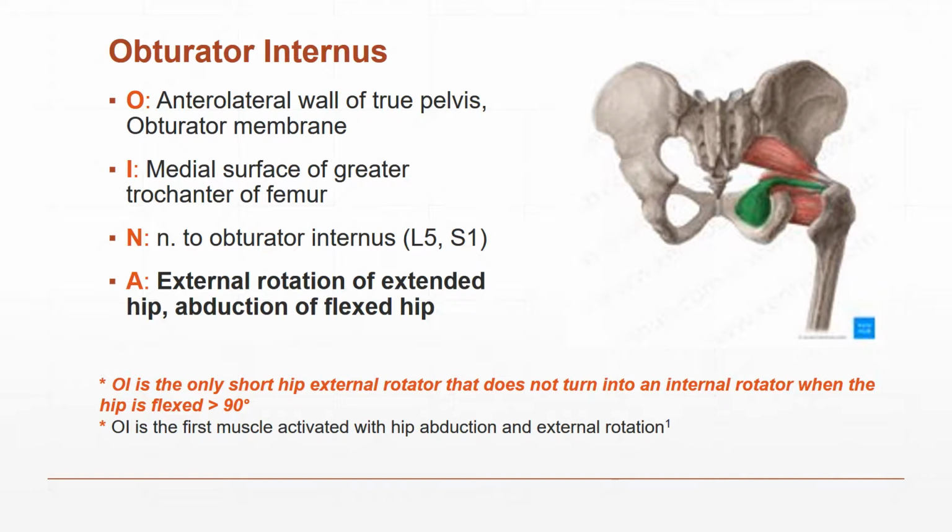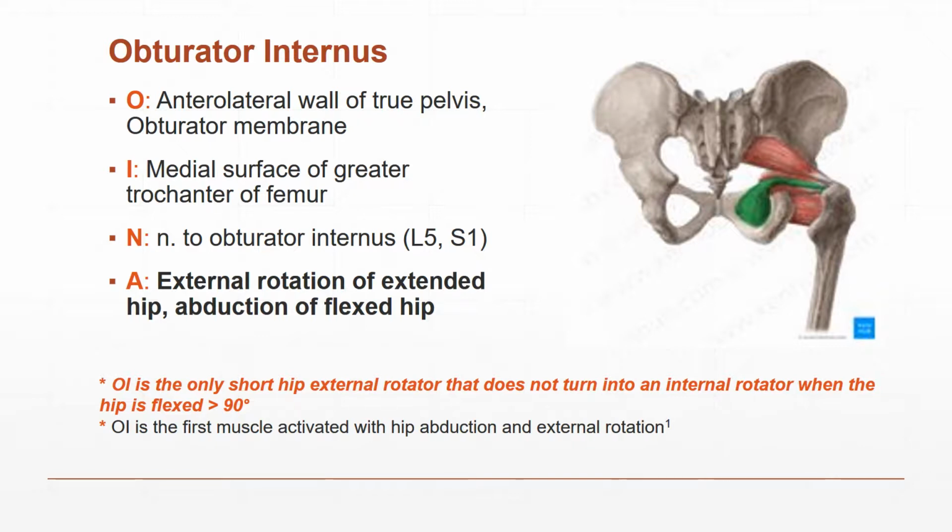This is just more specific on the obturator internus: the origin, insertion, nerve innervation, and action. The action is going to be the most important here because the obturator internus is an external rotator of the extended hip, and it also abducts the flexed hip. So really the takeaway here is that the obturator internus is the only hip external rotator that doesn't turn into an internal rotator once the hip is flexed past 90 degrees like the piriformis does. So it's always an external rotator.